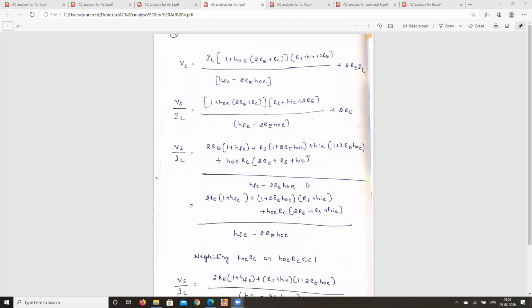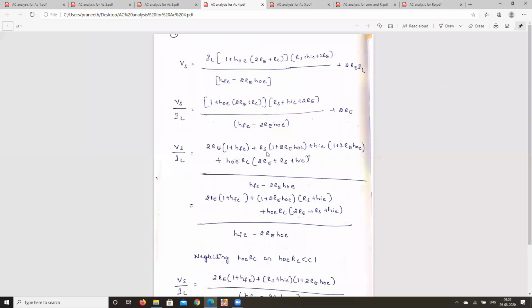Note the expression that was given here. And after this, from this expression, if you see here, again these two terms are common. So I can just combine these two terms as Rs plus Hie into 1 plus 2 Re Hoe. Okay.